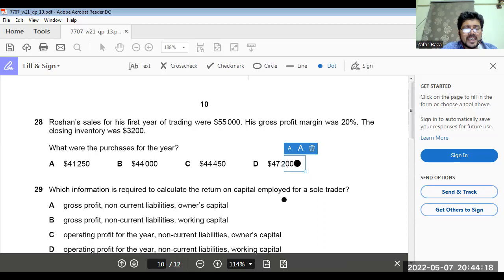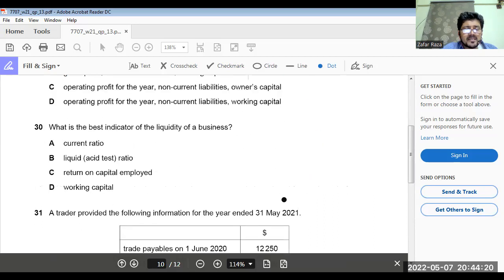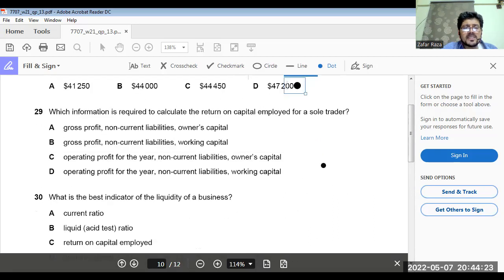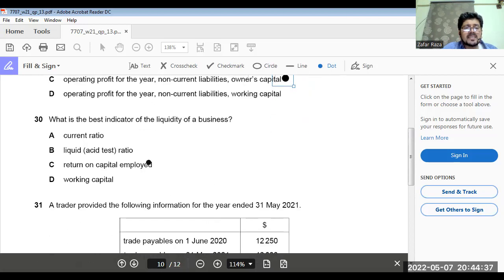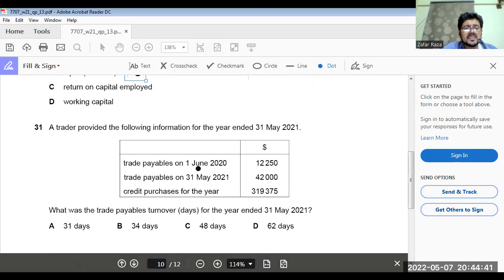Okay, now come to 29. Which information is required to calculate the return on capital employed for a sole trader? Operating profit, non-current liabilities, and owner's capital. C option is the answer. Which is the best indicator of liquidity? Yes, acid test ratio. Easy. 31. What was the trade payable turnover?